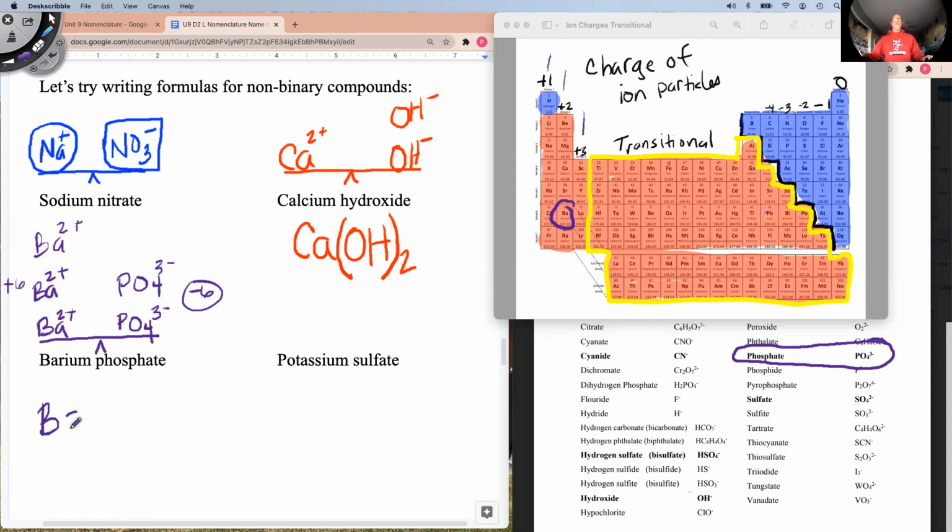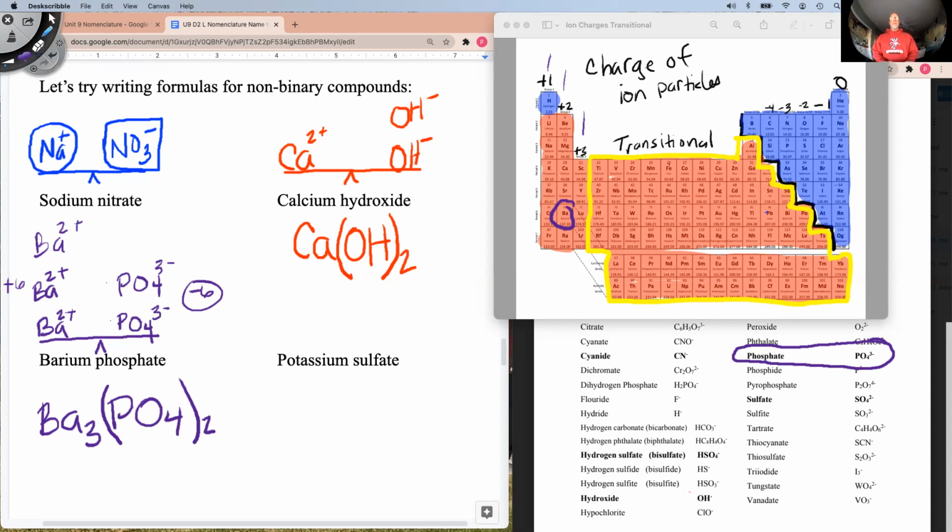So it'll be written as barium, and I need 3 bariums. And then I need phosphate, PO4, and I need 2 phosphates, 1, 2. Do I put the 2 here? No, because that would mean I have 1 phosphorus and 42 oxygens. That's not going to happen. So what I have to do is put parentheses and put my 2 right there. There's my barium phosphate. All right, so ladies and gentlemen, one more example before we leave.